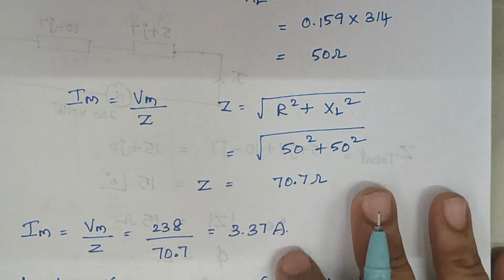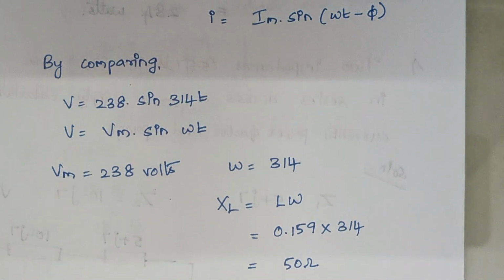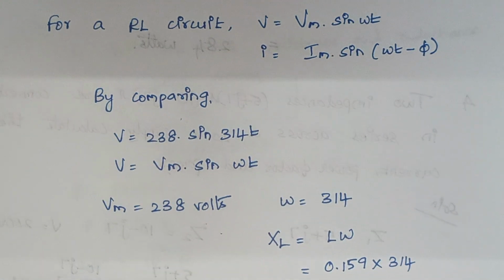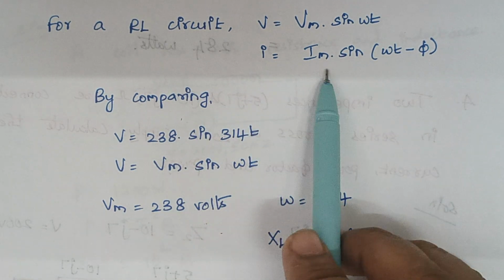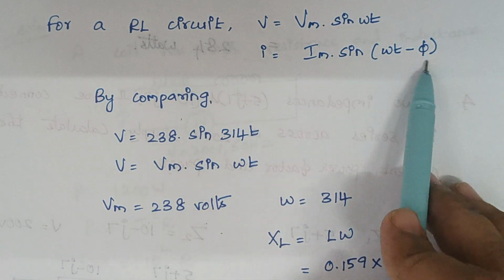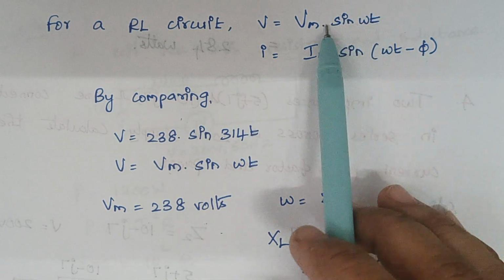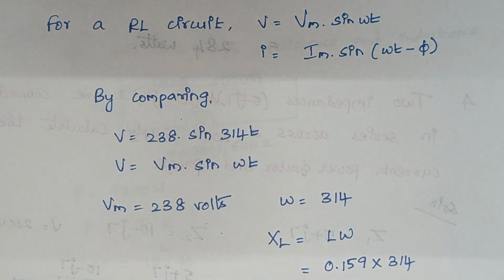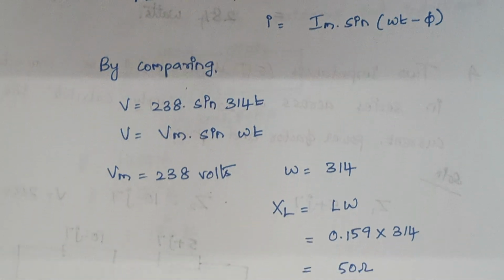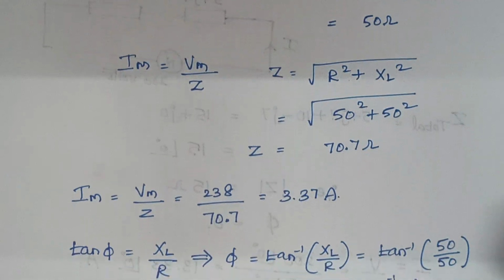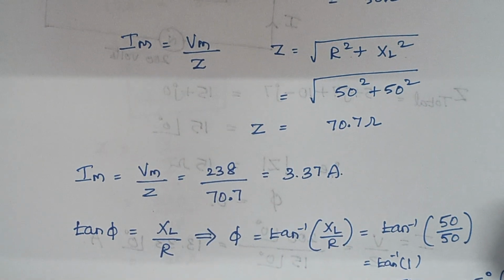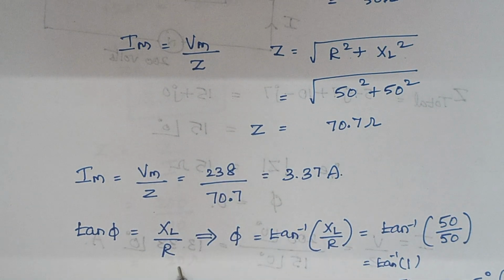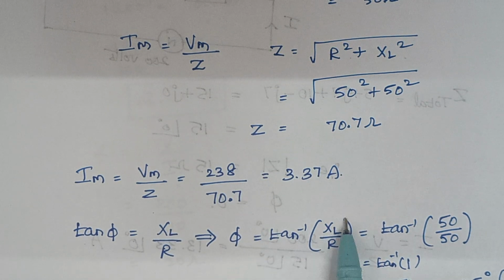For writing the expression for i, what are all the parameters you need? We need to calculate Im and we need to calculate phi, because omega we had already obtained from the voltage expression. So how to calculate the value of phi? It is given by this formula: tan phi is equal to XL by R. So phi is nothing but tan inverse of XL by R.